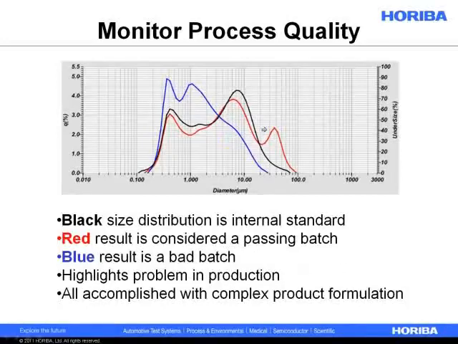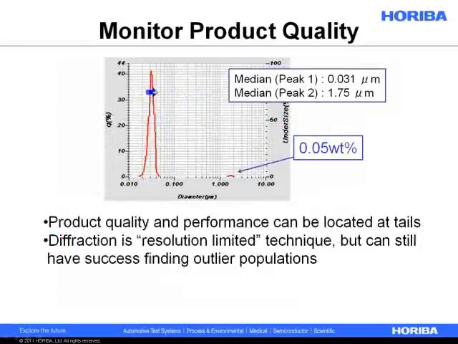So we would call this like a thumbprint technique. They took a thumbprint of what a good batch was and they just compare back to it with every subsequent measurement. And that's been very successful for them. But if instead it's not just the change in process, but the actual product performance itself that you need to measure, diffraction has a lot of success there too.